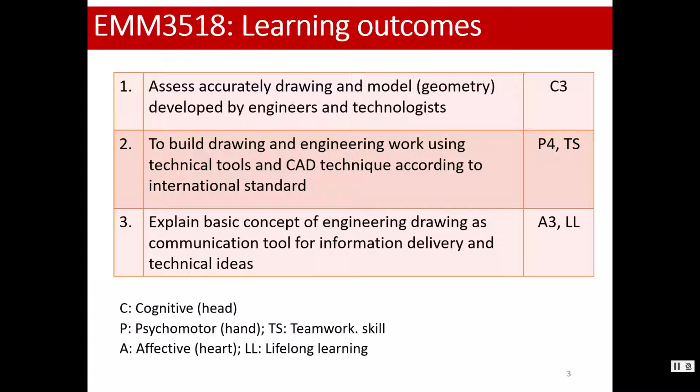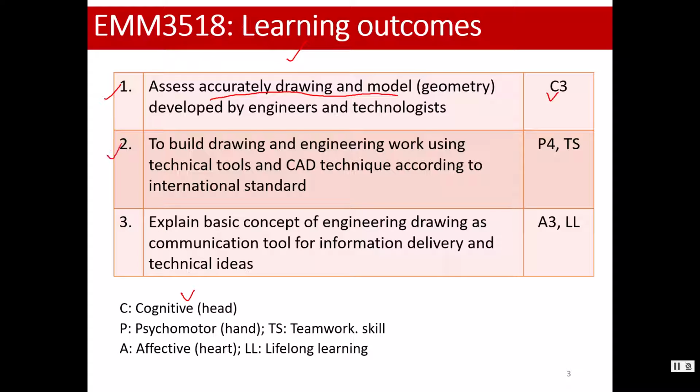So I'm going to start this introduction by showing you the learning outcomes of this course. We have 3 course outcomes. The first one is for the student: at the end of the course, we hope that the student will be able to assess accurately drawing and models developed by engineers and technologists, and this is related to C3, cognitive. That means that this is related to your brain.